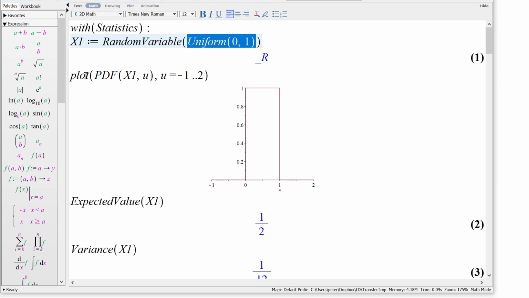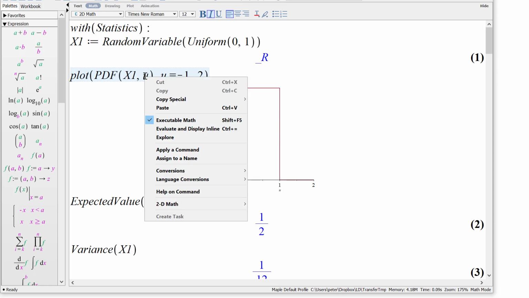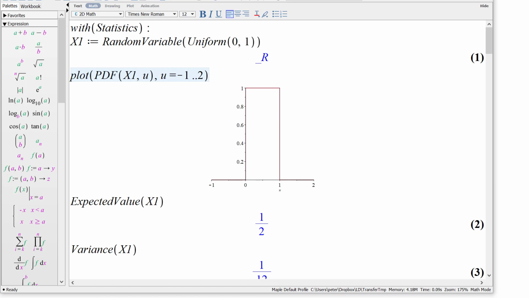Just to check that this works, I'll plot the PDF of my x1 random variable. U here is just a dummy variable. You can use any name you want to. And I want to plot the PDF from -1 to 2. Remember, the PDF of a uniform random variable is constant over its range. Since the range is between 0 and 1 and this area must be 1, the PDF is equal to 1 over its range.